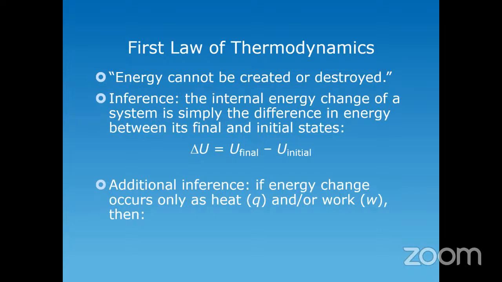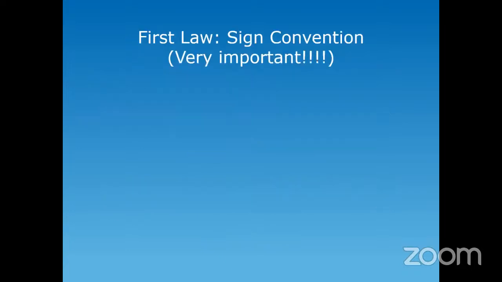Another conclusion we can come to is that if energy changes occur only as heat and/or work, then this is the relationship between the change in internal energy and heat and work. So delta U, the change in internal energy, is equal to the change in the heat energy plus the work that is done on a system. All right? So that's the relationship between delta U, Q, and W. And again, it's very important that you understand the meaning of the signs associated with these terms, as you're going to see, I think, in the next slide.